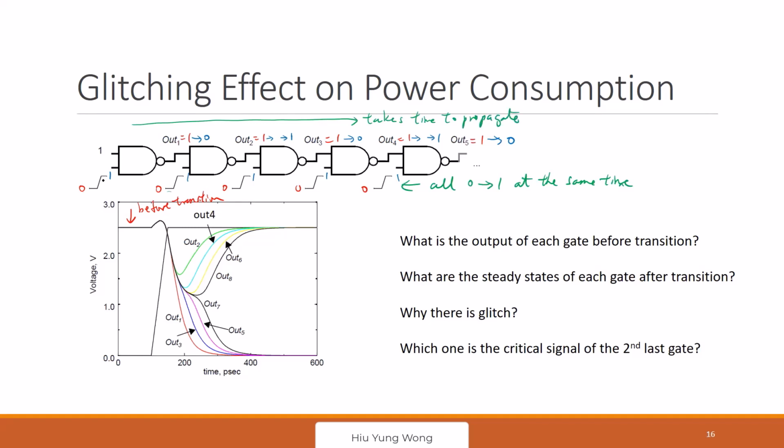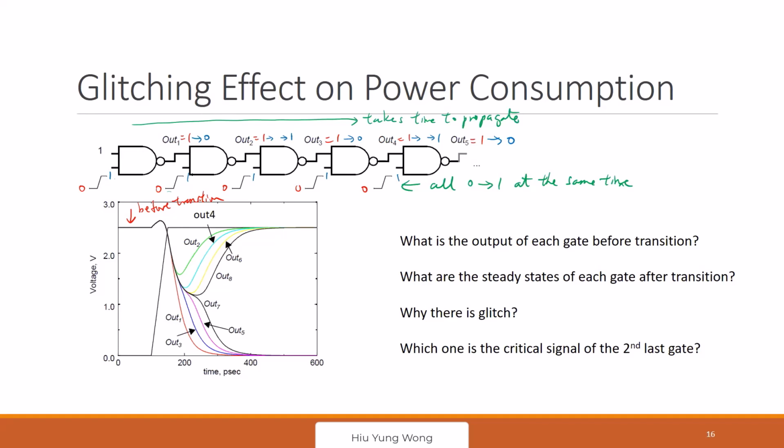So when this one goes to 1, this is 1, right? So 1, 1 will give me 0, no problem, right? Now this one goes to 1, but this one takes time to go to 0 because it was at 1. Now if both of you are 1, what will I get?